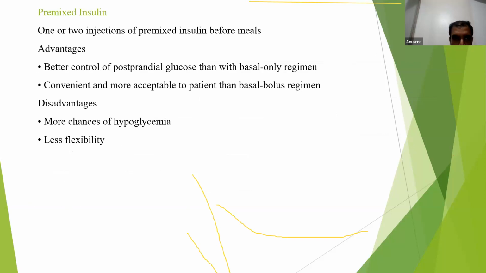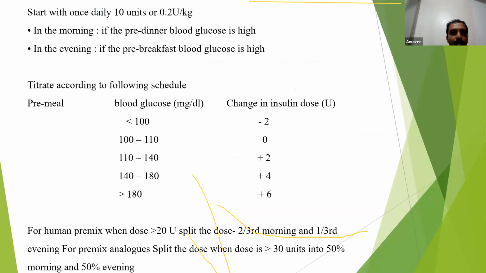much weight gain. And premix insulin, patients will like this because it gives better control of postprandial sugar, and it is more acceptable because of pricking only two times. The disadvantages are hypoglycemia and less flexibility. So we can start this at 10 units or 0.2 units per kg, in the morning half an hour prior to breakfast, and at night before dinner. And we can adjust the dose according to these values.